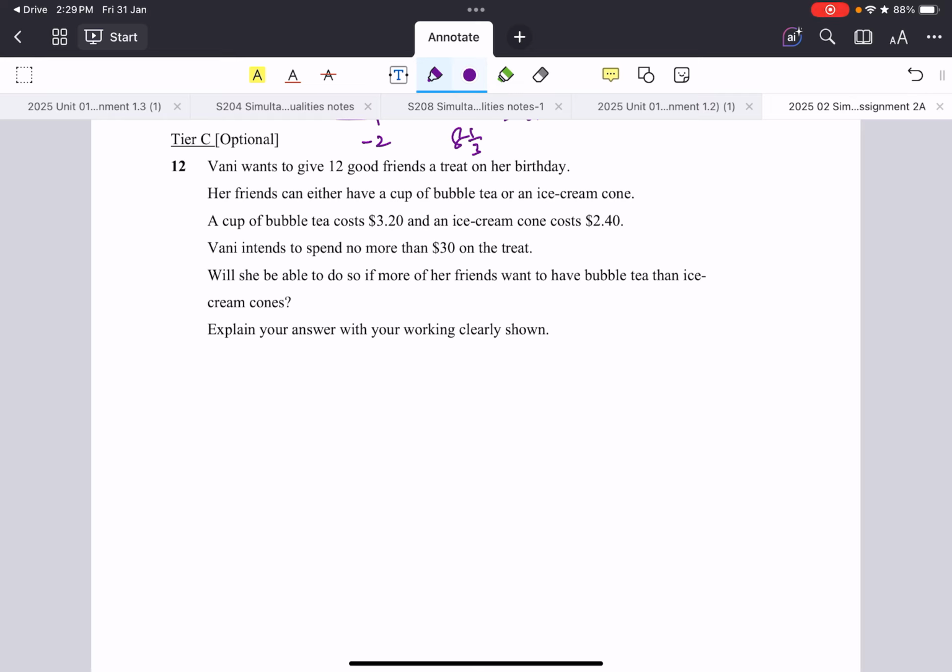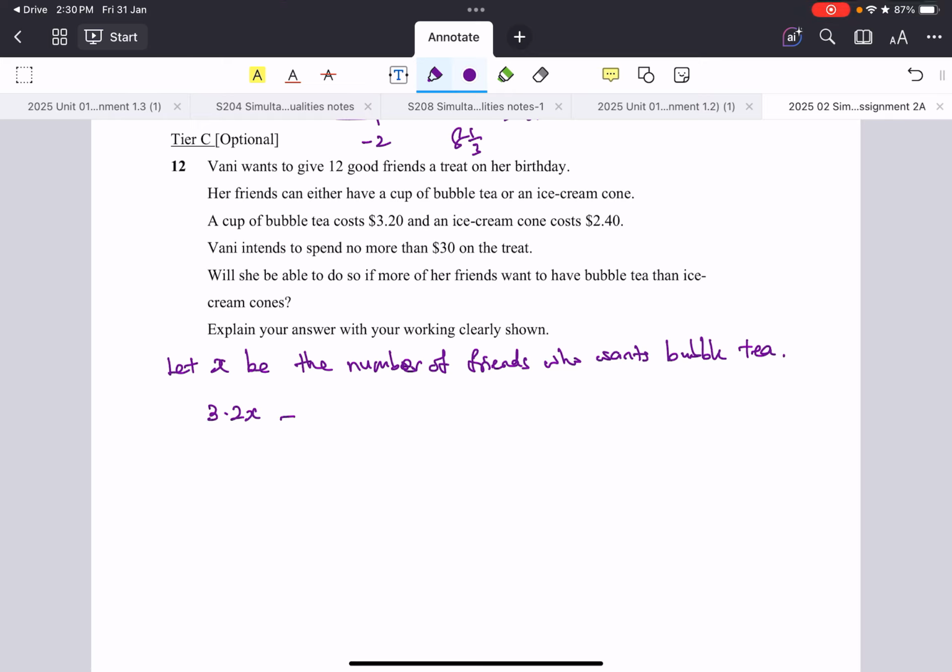So what we can do is define some variable. Let X be the number of friends who want bubble tea, right? That means the number of friends who want the ice cream cone will be 12 minus X. Makes sense, right? So based on this, what's the information we have?